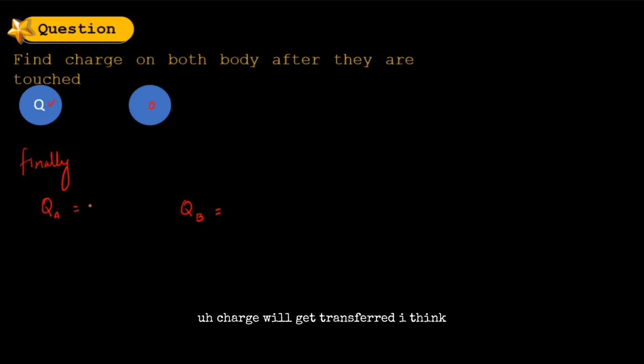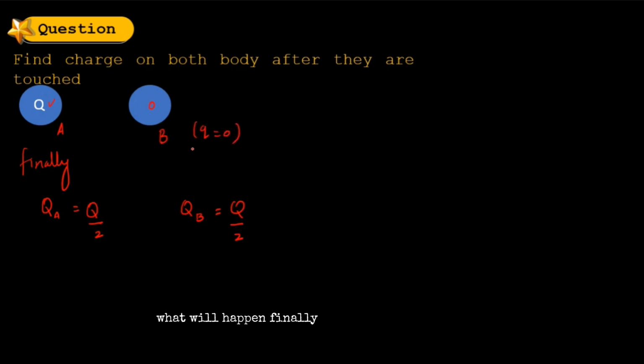Charge will get transferred, I think. It will get transferred, but it will equally distribute. Initially body A possesses this charge and body B has no charge. So what will happen finally? This body will distribute its charge equally over the surface of B as well. And later on, when we remove those two bodies or just put them apart, the charge will be distributed equally among A as well as among B. So that is what you need to keep in your mind.